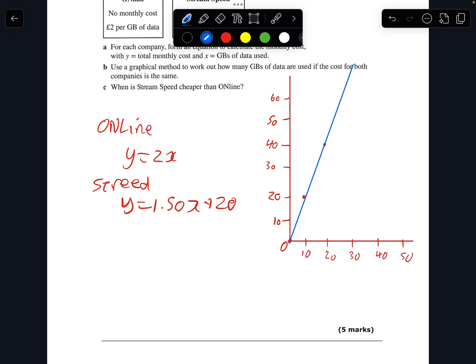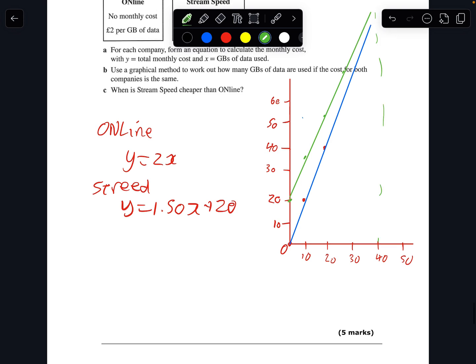You can see that the scale's slightly off. Something like that. And for the other one, it's 1.5x plus 20, so at 0 it's there. At 10 it's going to be at 35. At 20 it's going to be at 50. At 30 it's going to be 65. You can see it's going to be something like that. Oh my goodness. They're going to touch somewhere over here, which kind of looks like actually it's at 40, right? You can imagine them touching there.